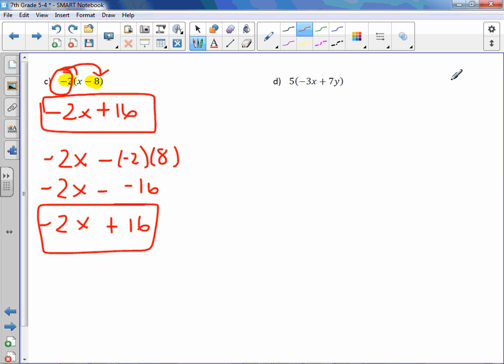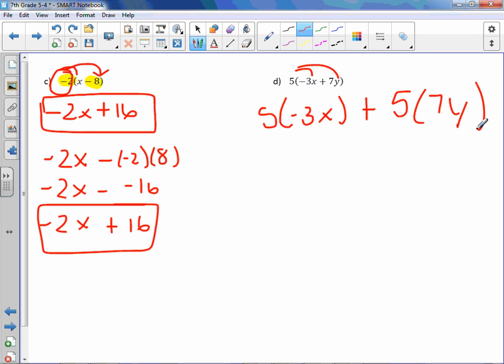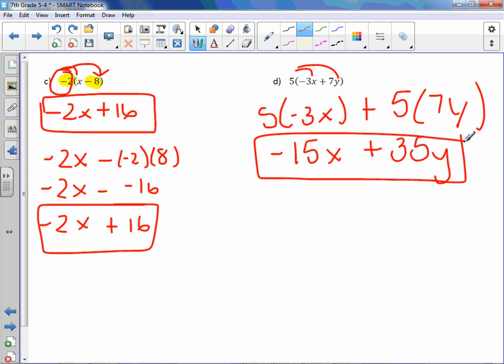Let's take a look at D. 5 times negative 3x plus 5 times 7y. 5 times negative 3x would be negative 15x plus 5 times 7y would be 35y. Now, you can, if you would like, skip that step. However, if you like seeing it to see your thought process, perfectly fine.